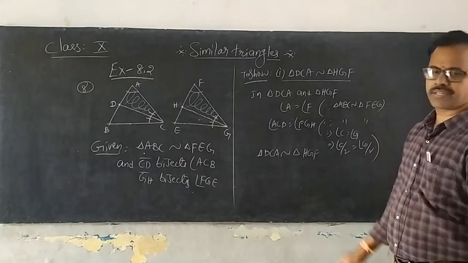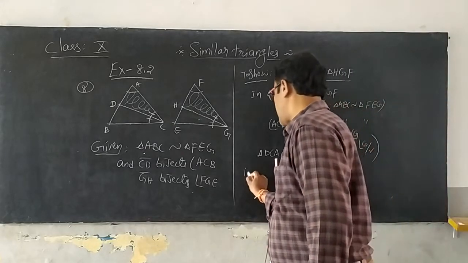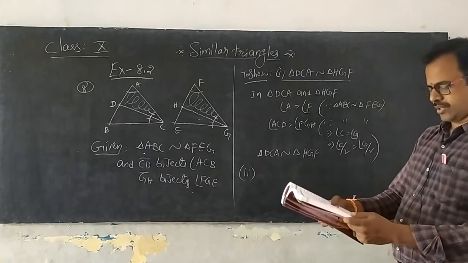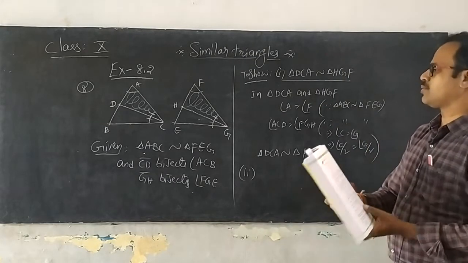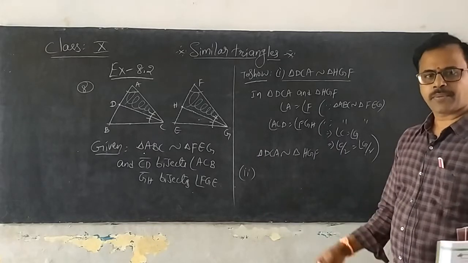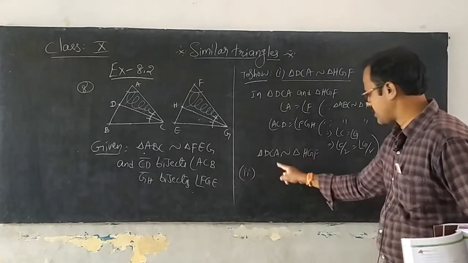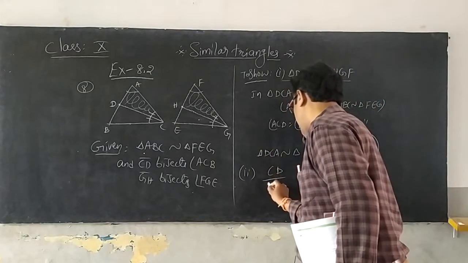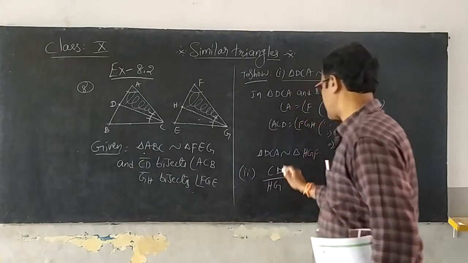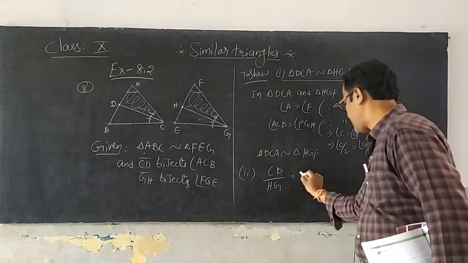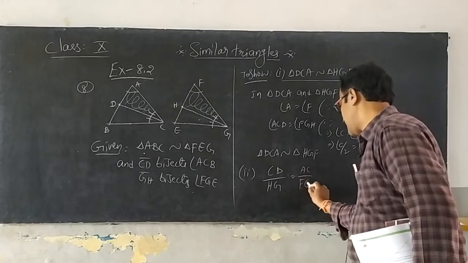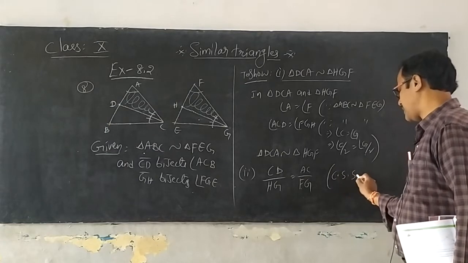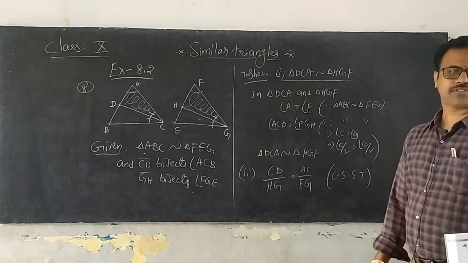The first question is completed. Coming to the second question, they wanted to show that CD by GH is equal to AC by FG. Observe carefully, as the 2 triangles are similar, you say CD by HG is equal to AC by FG. What can you say here? Very good. Corresponding sides of similar triangles.